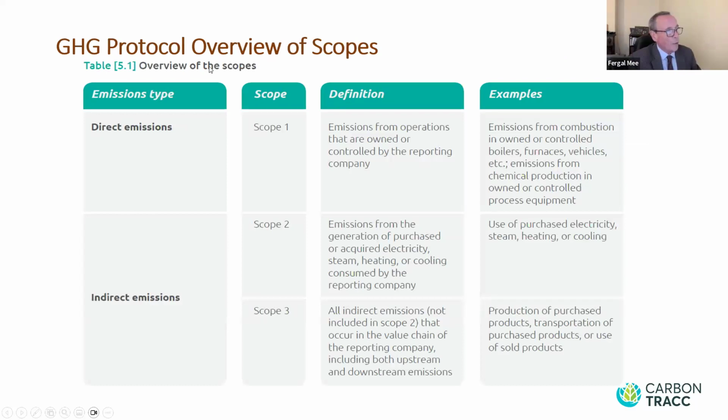This is from table 5.1 of the Greenhouse Gas Protocol overview of scopes. So it just talks about, again, as I've mentioned, direct emissions, scope 1, scope 2, and scope 3 are indirect emissions. Emissions from the generation of purchased or acquired electricity, steam, as we've mentioned. Scope 3 are all indirect emissions, not including scope 2, that occur in the value chain of the reporting company, both upstream and downstream, as I've mentioned earlier.